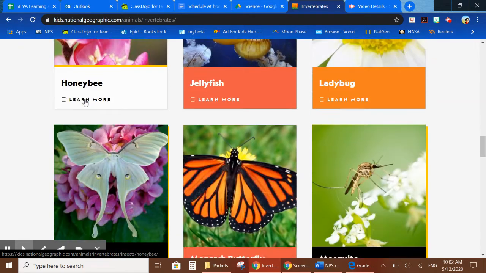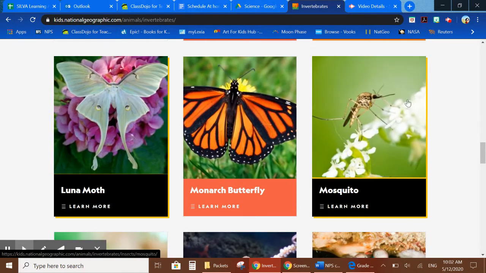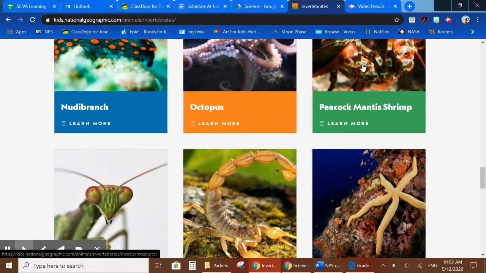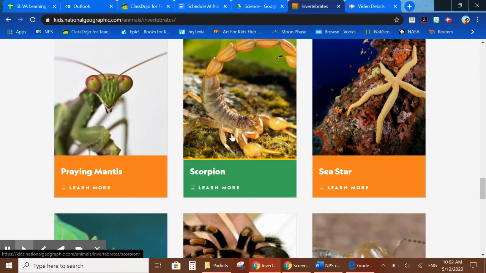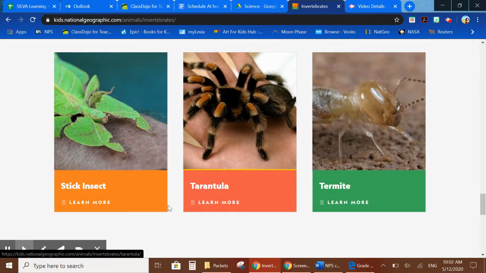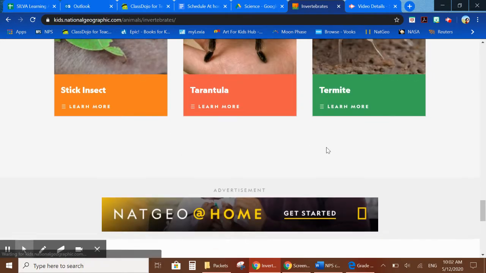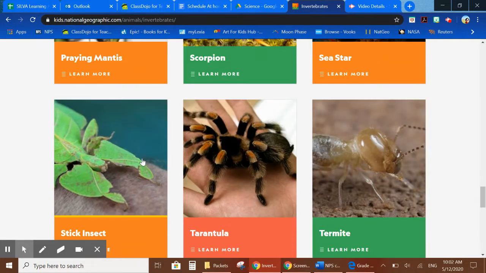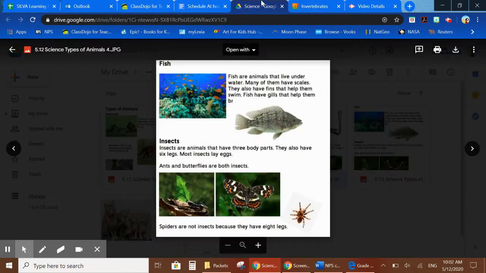A honeybee is an insect, a butterfly, a moth, ooh, a mosquito. So we have lots of different types of insects, a scorpion, oh, a tarantula, a termite. Has anyone seen one that looked like this? It looks like a leaf. It's called a stick insect. Insects are probably Miss Silva's least favorite.